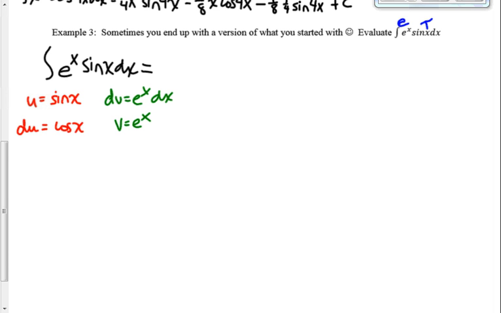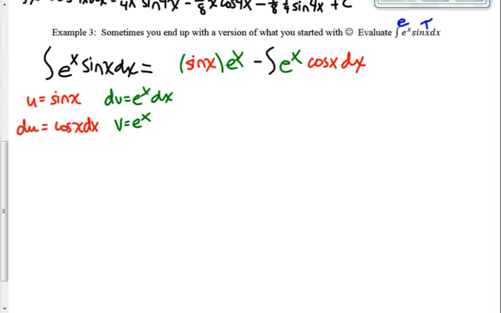And I'm going to plug this in. So I have u times v, so sine of x times e to the x minus the integration of v du, which is e to the x times cosine x dx. I keep forgetting my dx on my du's. I apologize. So at this point, I've got another integration by parts that I'm going to need to do. If you look at what I'm integrating, it's a product, and that needs another integration by parts.